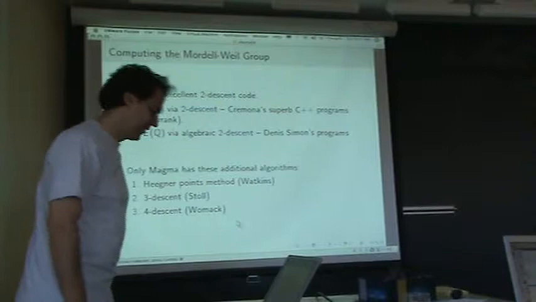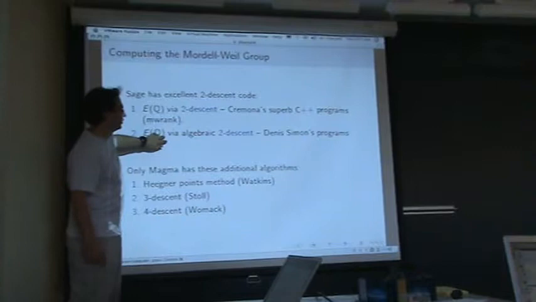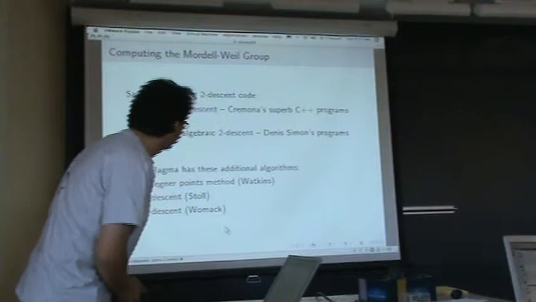And as I mentioned, I showed you an example earlier, this also works over number fields. Robert Bradshaw wrote a wrapper that allows working over number fields. And Magma has more methods for computing Mordell-Weil groups of elliptic curves than this.